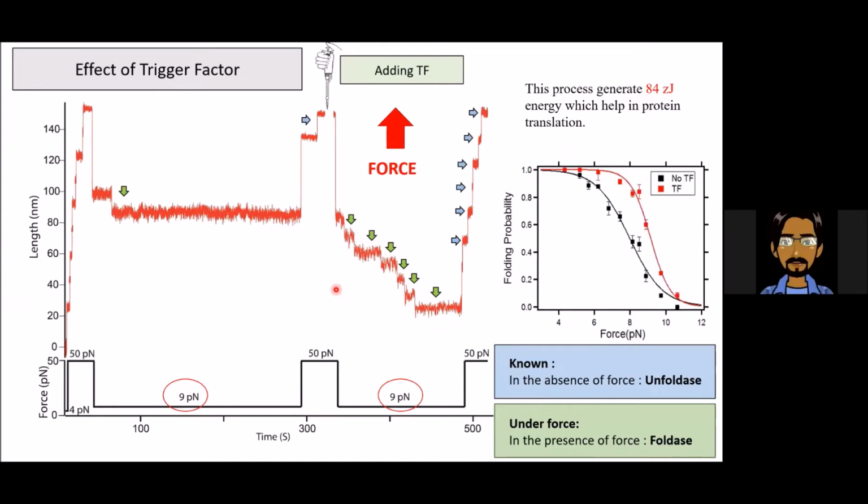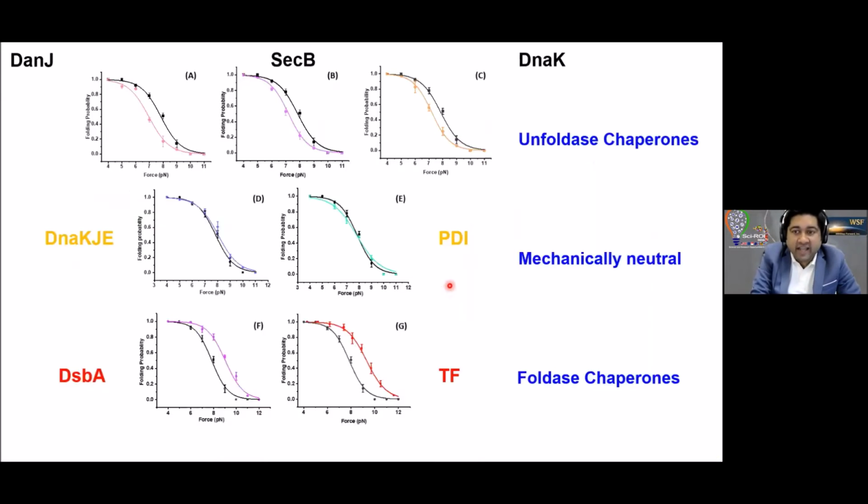So the whole point is that trigger factor was till now known as an unfolder, but we found that trigger factor helps the protein to fold, so it works as a folder. We'll come to the physiological relevance of that. But before that, we tried a set of chaperones. We found that DnaJ, DnaK, or SecB individually work as unfolders. PDI and DnaJK work as mechanically neutral, and DsbA and trigger factor are folders. The difference is that DsbA and trigger factor are known as holders in the absence of force, but in the presence of force, they are folders.